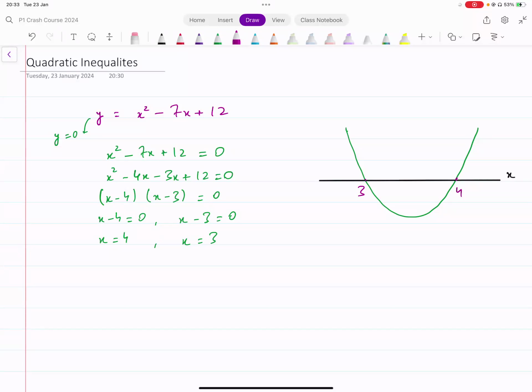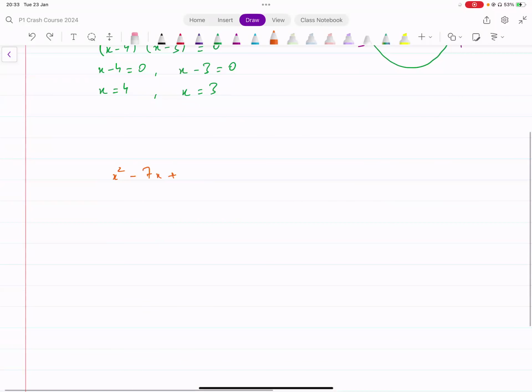Now the question is, instead of this equation, what if we had an inequality instead? What if we had an inequality that looked like this? For instance, x squared minus 7x plus 12 less than 0, for instance. What if we had an inequality like this? What if we wanted to solve this inequality? What would we do for this?